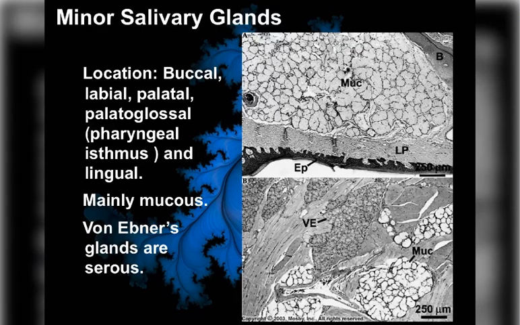Minor salivary glands, as we explained before, if they are in the anterior region of the oral cavity, then they are mixed, mainly mucus. If they are in the posterior region of the oral cavity, then they are completely mucus. Von Ebner gland is a special case. It's a minor salivary gland that's completely serous, and it's associated with the circumvallate papillae, as we explained before.